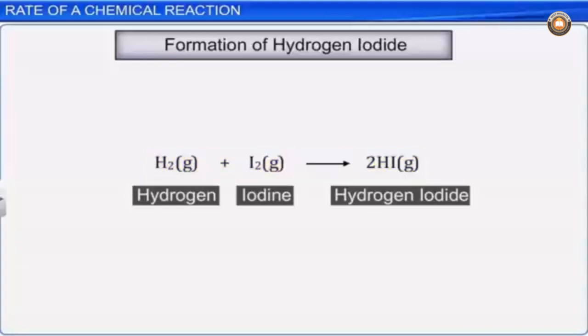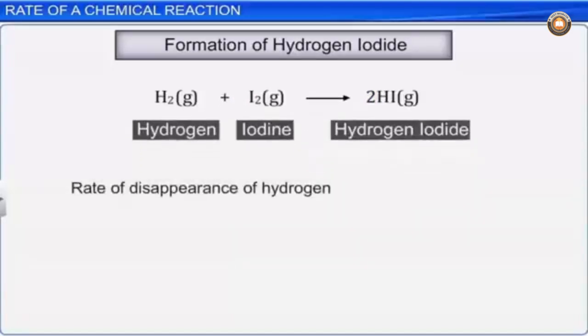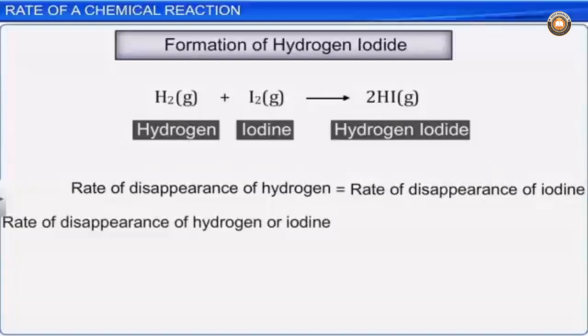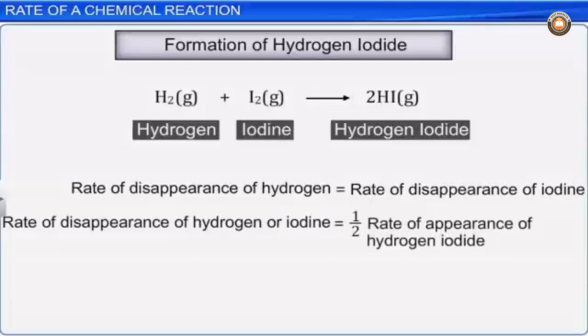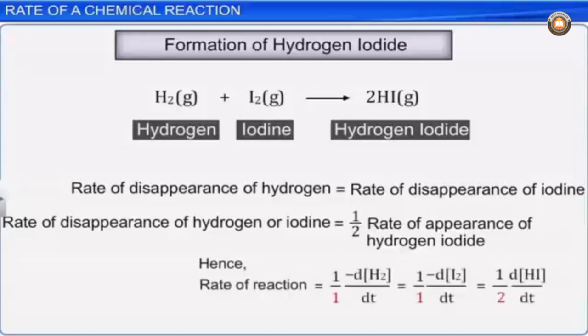In this case, 1 mole of hydrogen and 1 mole of iodine react to give 2 moles of hydrogen iodide. That is, the rate of disappearance of hydrogen is equal to the rate of disappearance of iodine, and the rate of disappearance of hydrogen or iodine is equal to half of the rate of the appearance of hydrogen iodide. Hence, the rate for this reaction can be written as shown.